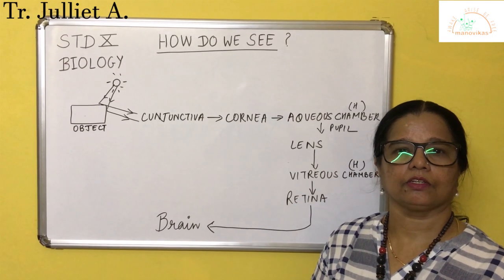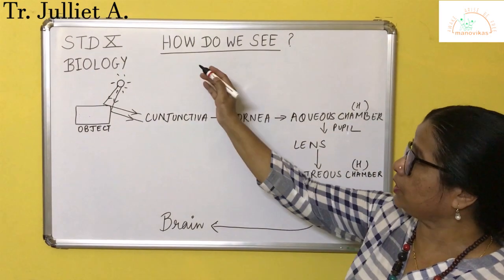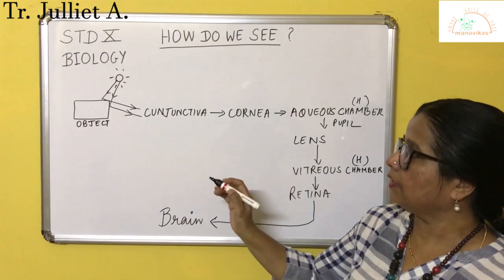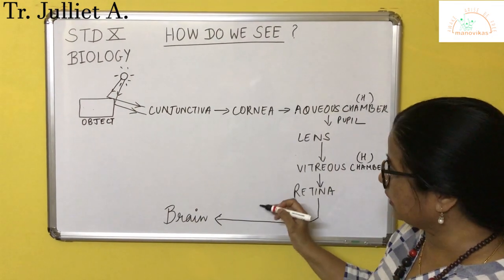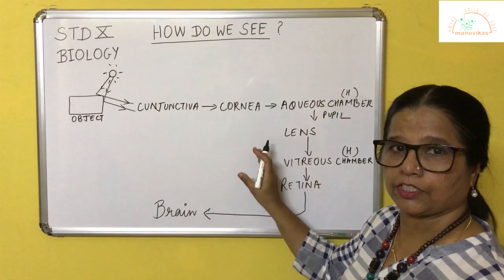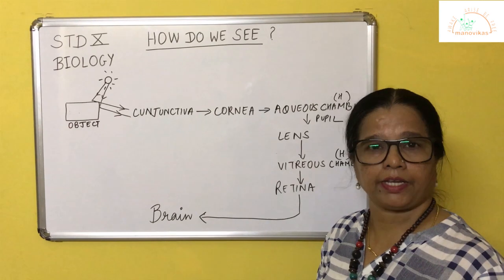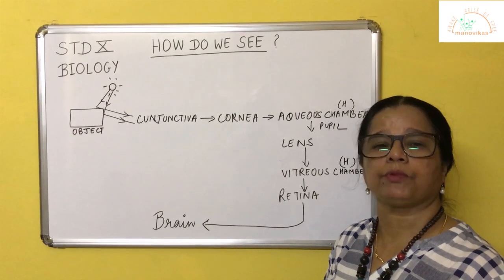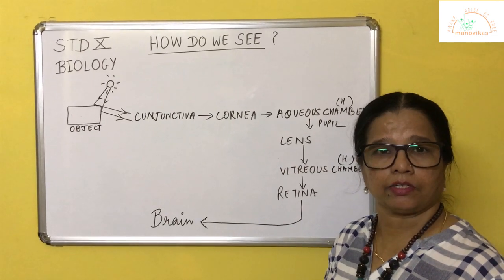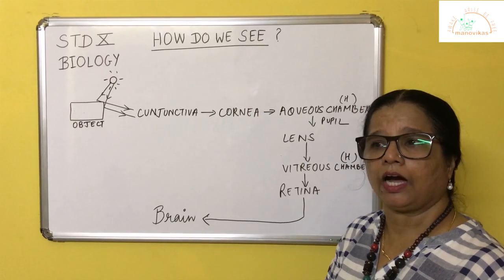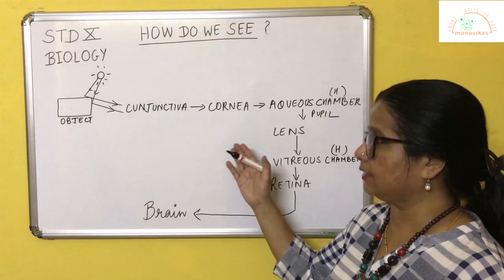Hello students, today we are studying a topic for standard 10, biology: how do we see? Now for you, I have drawn a simple diagram here to understand how our eye functions. As you know, when we studied the structure of the eye, we saw the various parts of the eye. We also came to understand that the eye is an organ of sight. It's a sense organ which deals with sight. Now how does this eye perform its function of sight? Let us study this now.